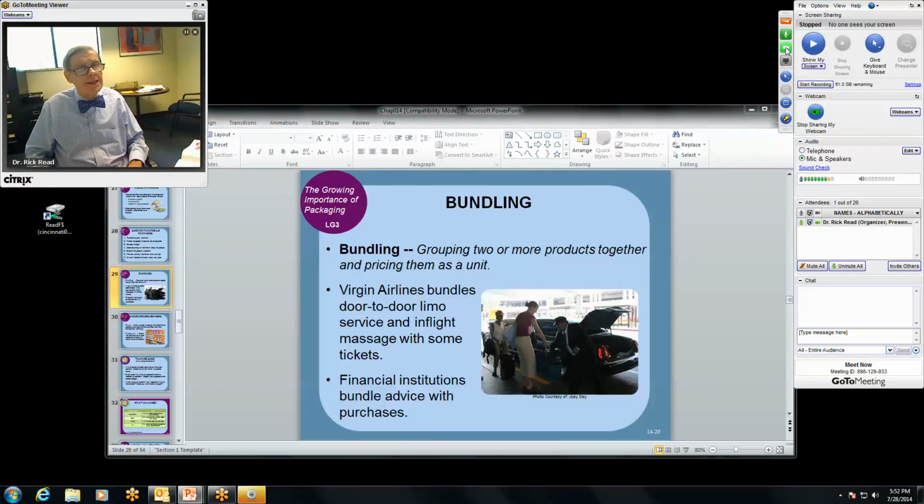Bundling is grouping two or more products together and then pricing them as a unit. Often these are dissimilar products. Here they talk about Virgin Airlines bundling door-to-door service. Financial institutions bundle advice with purchases. Things of that nature.